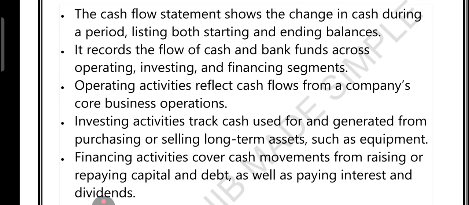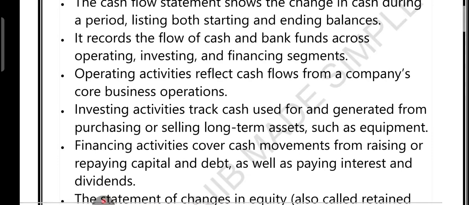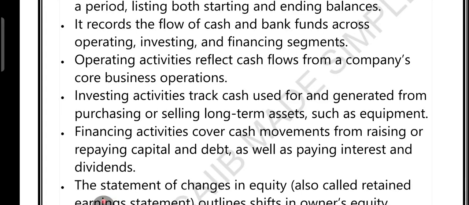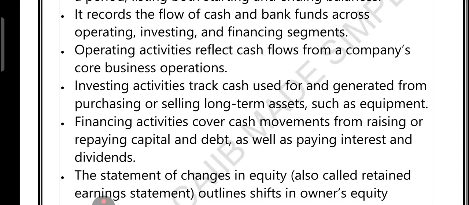Operating activity includes cash from daily business operations, like sales and expenses. Whatever cash is coming in or going out from daily business operations is covered under operating activity. The second kind is investing activity. It includes cash used for buying or selling long-term assets like equipment. And the third kind is financing activity, which means cash from loans, equity, repayment, interest and dividends.